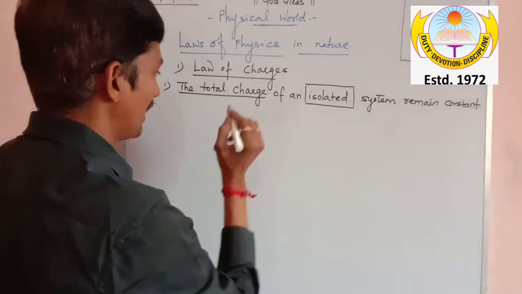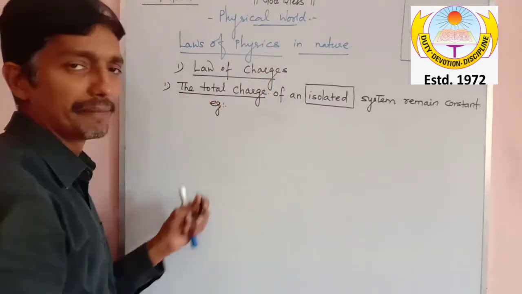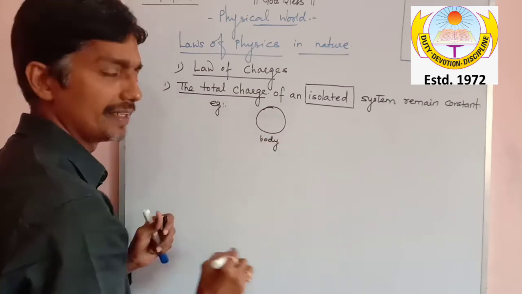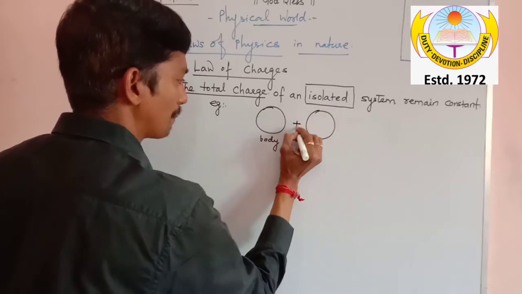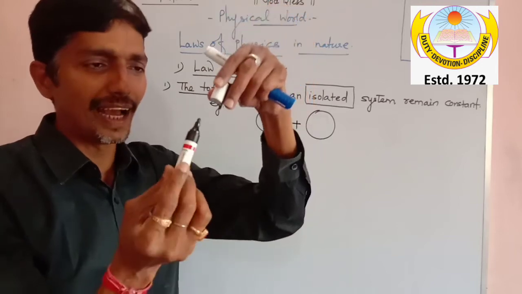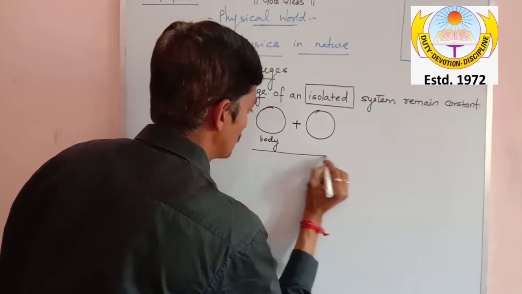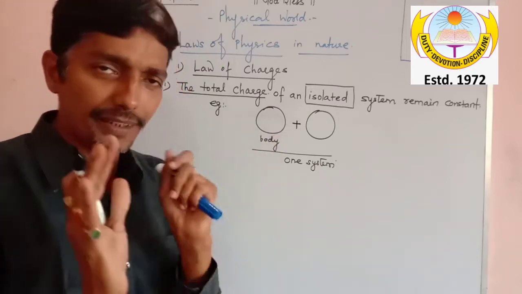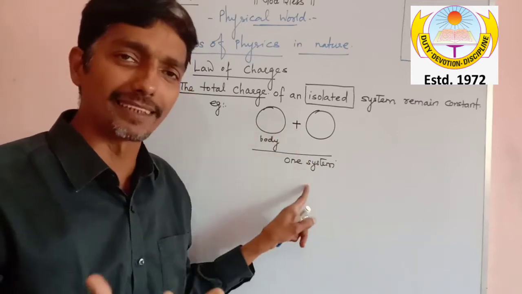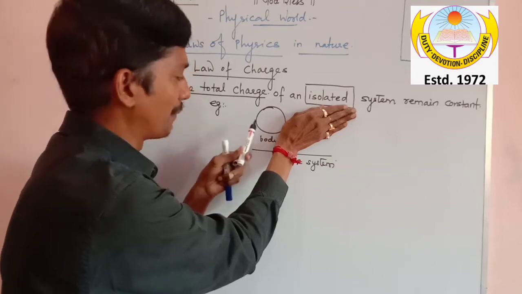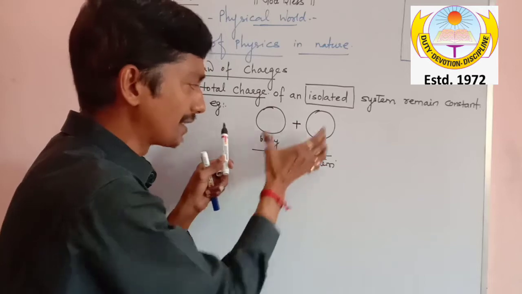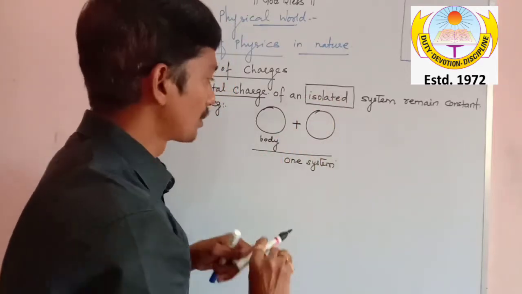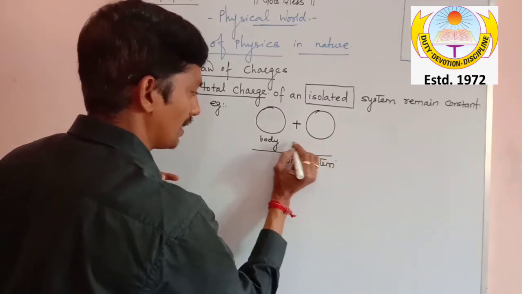Now what is the example for this? For example, my dear, look at it, I am giving one example to explain this. I have taken this body, and this is another body, and here I add them. This is one body, this is another body, and when I add them, it becomes one system. It doesn't mean that drawing and adding is the only way to have one system. Even if I draw only one circle here, one body, I can say this is one system. But since I added this body, now I can say this is a combined system, and it is isolated. So this is body 1, this is body 2.